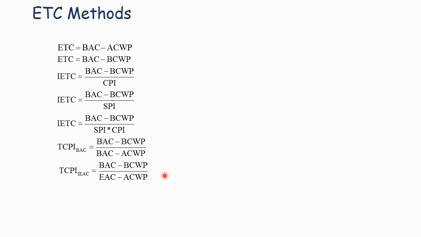And what these say is, the BAC-based TCPI is the performance the project has to meet to achieve the BAC. The EAC-based TCPI is the performance the project has to meet to achieve the EAC.